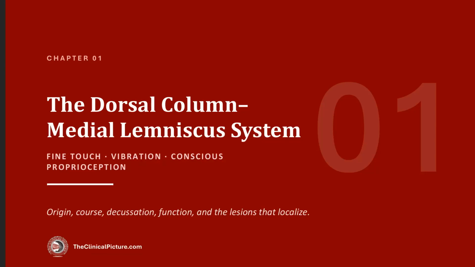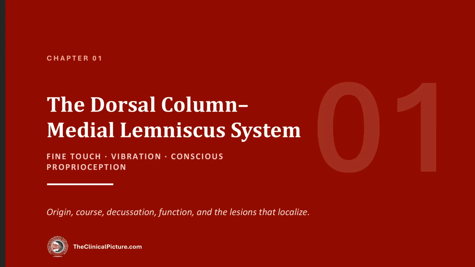pathway for fine touch, vibration, and conscious proprioception. This is the discriminative side of sensation, the channel that lets you feel texture, know where your limbs are, and tell 2 points apart. As we go, keep our organizing question in mind. Where does it cross? For this system, the answer is high, up in the medulla. Let's build it from the receptor up.